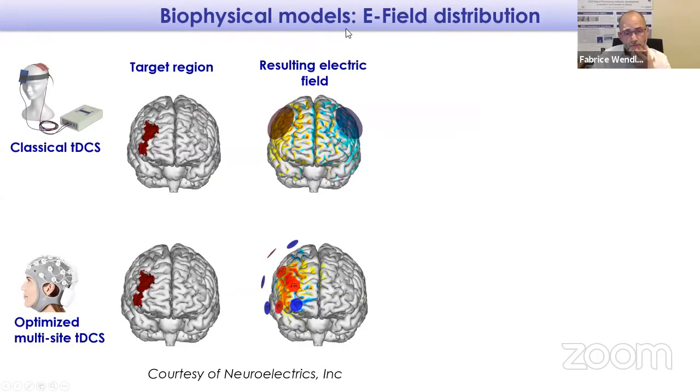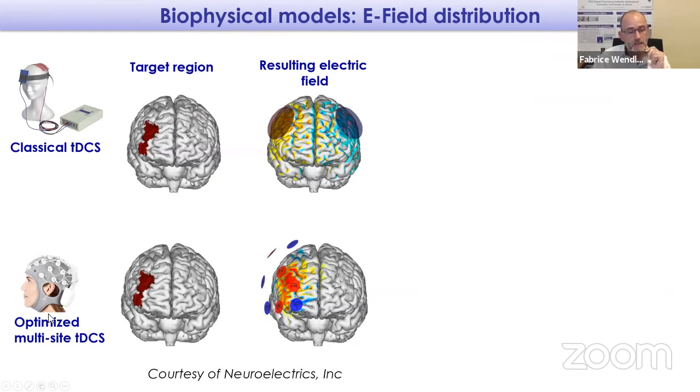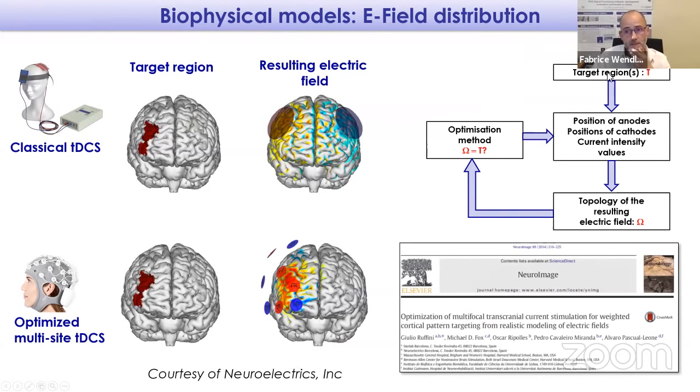So for the distribution of the electric field, we will use multi-site tDCS, high-definition tDCS. And this is what Giulio and his team have been developing for a long time now. Probably you are familiar with this, but the idea is very simple. We want to target one particular region of the brain or a set of regions. And the idea is to optimize not only the position of anodes and cathodes, but also the current intensity values, such that the topology of the resulting electric fields matches the targeted regions.